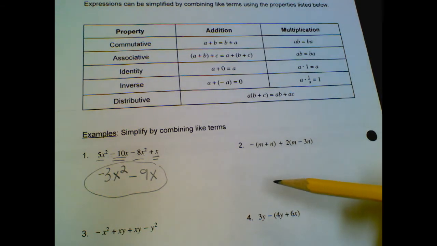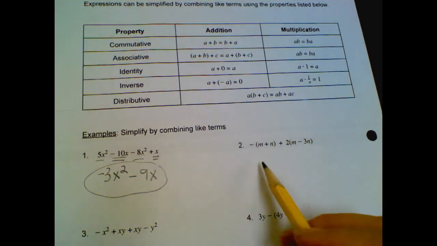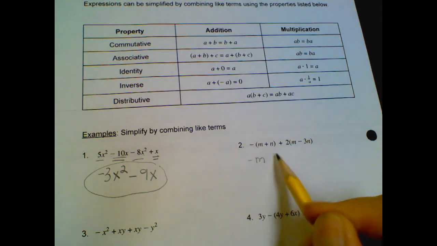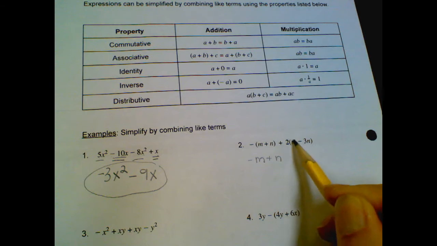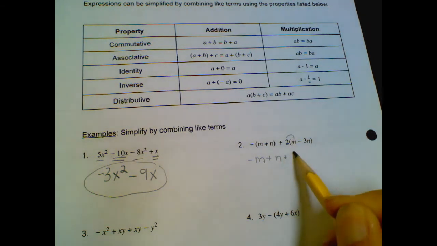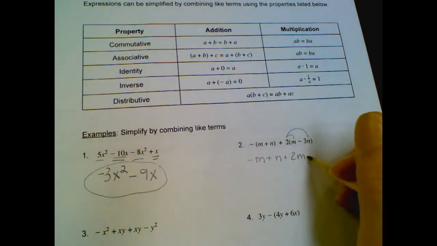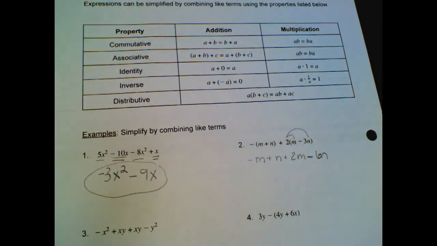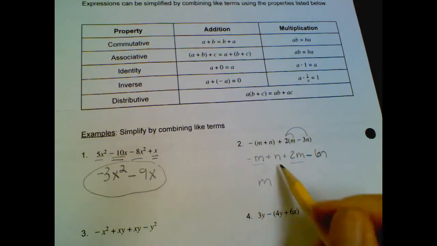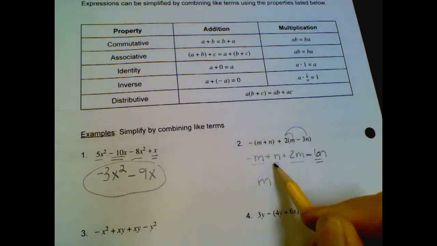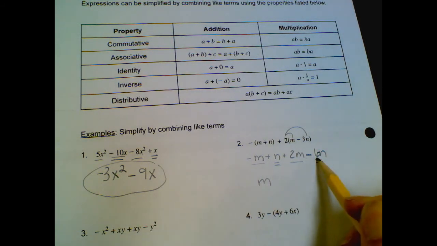With the parentheses here, you need to distribute through first. So in this case, distributing this negative through, I get negative m plus negative n. Distributing my 2, I'm going to get 2m, and then 2 times negative 3n will give me negative 6n. Now, I can look and see if I have like terms, and I do. I have some m terms, a negative 1 and a 2, which would just give me m. And then I have an n term as well. I have a positive 1 and a negative 6.